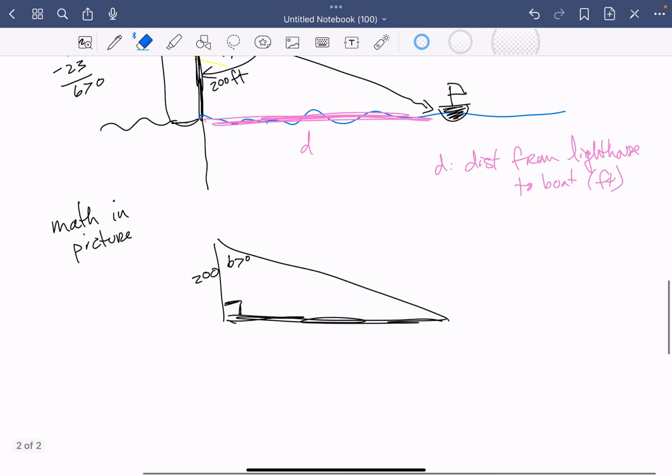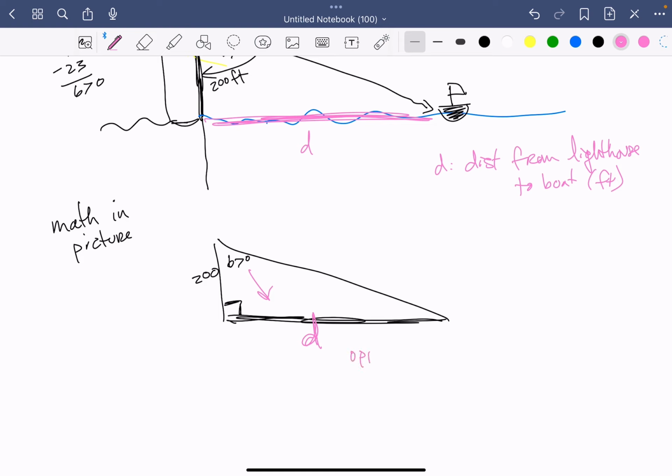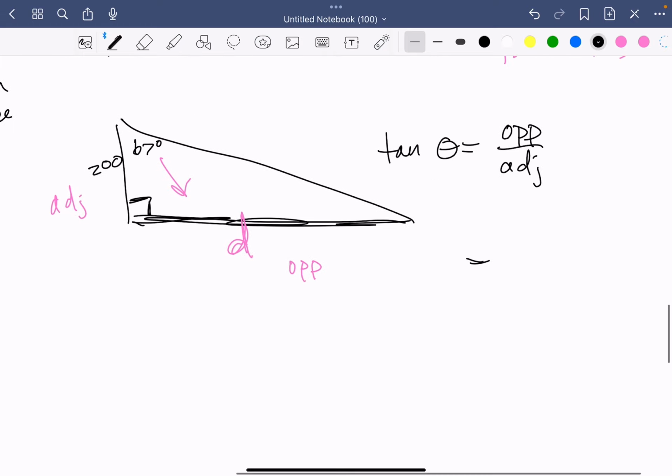So I'll just use what I've got right now. For this angle, I've got its adjacent and its opposite is D. So if this is opposite of my angle and this is adjacent to my angle, then I know that I want opposite and adjacent to relate to an angle, and the trig function that does that is tangent. So with the way I have it drawn, it's tangent.